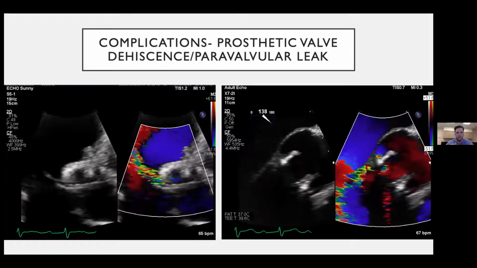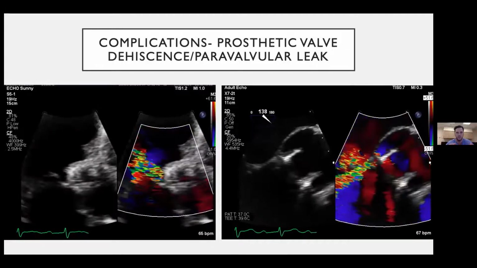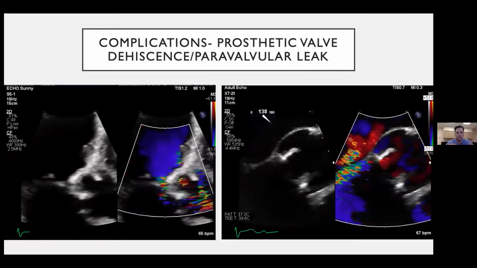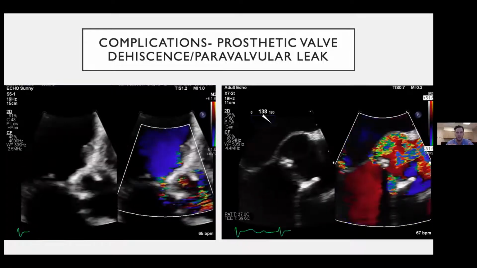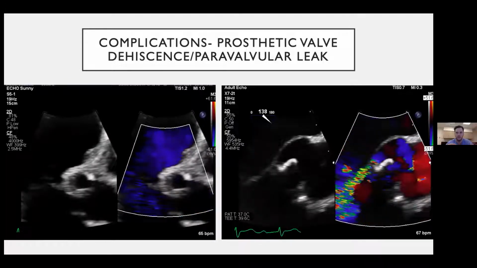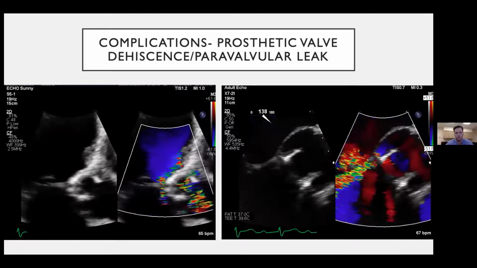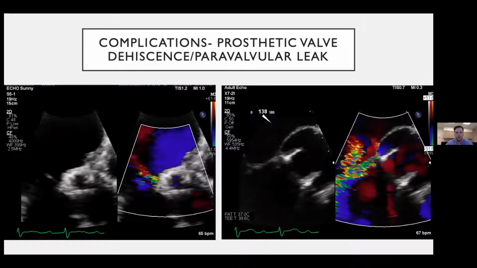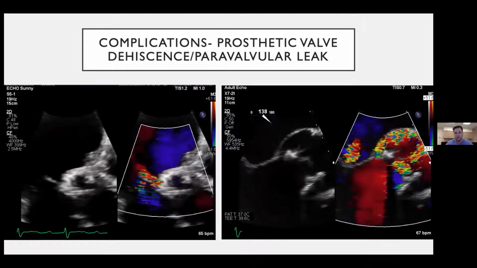So the TTE image you see on the left, this is the apical 3 chamber. And what you see is the rocking motion of the aortic valve with a jet of paravalvular regurgitation. And so that's diagnostic of valve dehiscence. And on the right, you really just see the pathology in more detail. The right's the TEE image showing the same thing. So for this, he went on to have redo surgery.